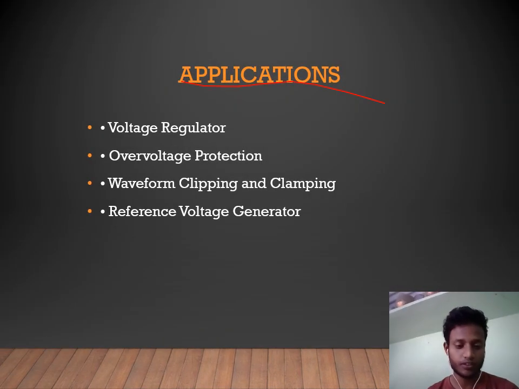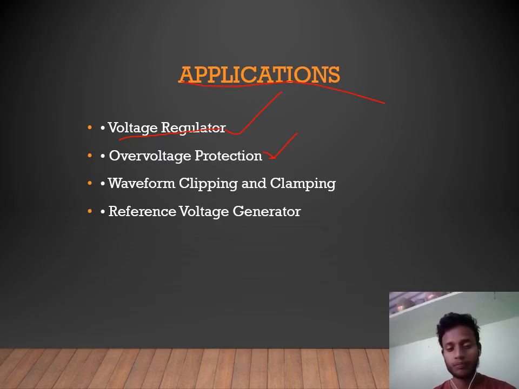Applications of Zener diode. It is used as a voltage regulator. You can see the diagram, and over voltage protection. If the voltage increases, the voltage regulator still gives a constant voltage. How does it protect? One component has a higher voltage rating of 20 volts.